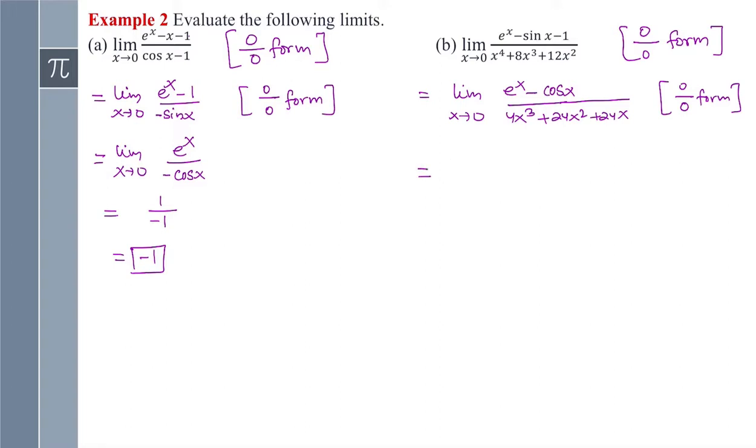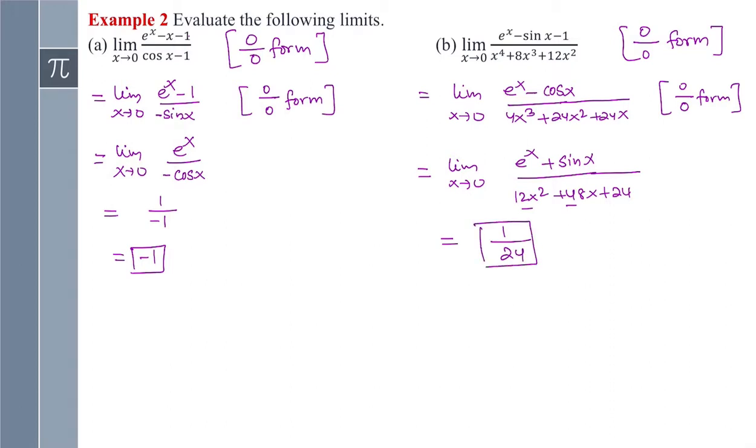So let's use L'Hopital's rule again. Limit as x approaches 0, the derivative of e to the x is e to the x. Now the derivative of cosine x is negative sine x, but we already have a minus sign, so that becomes plus sine x, divided by 12x squared plus 48x plus 24. Now if we plug in 0, we get e to the 0, 1, plus sine 0, which is 0. So that means 1 plus 0, 1 in the numerator, divided by, in the denominator, this is 0, this is 0, we have 24. So that is the limit.